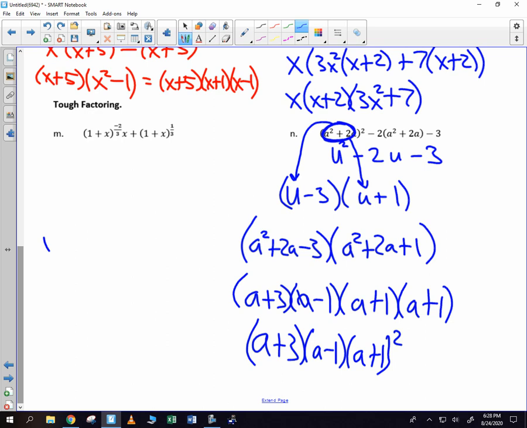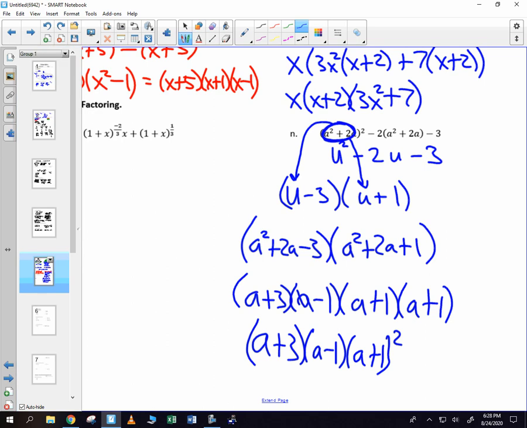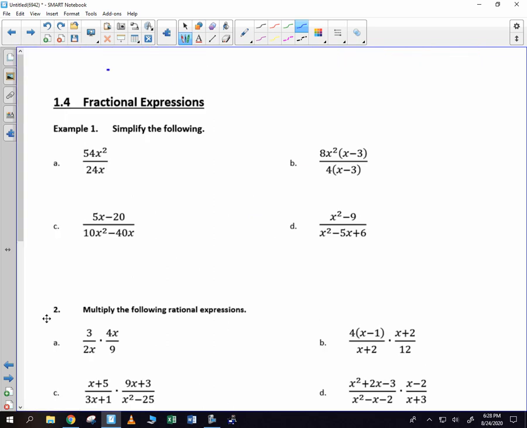Those are factoring techniques you maybe haven't seen before. Just kind of fun. I don't think you'd have to worry about seeing something like that on the test necessarily, but yeah, good stuff. All right, later on we're going to get to fractional expressions, all sorts of other stuff.